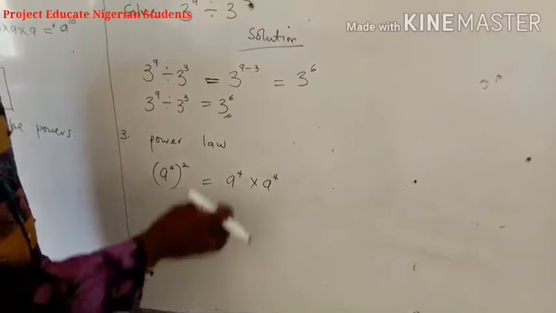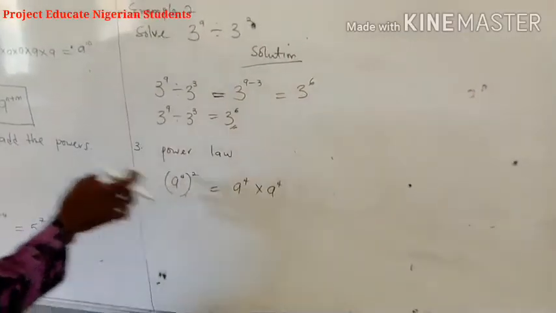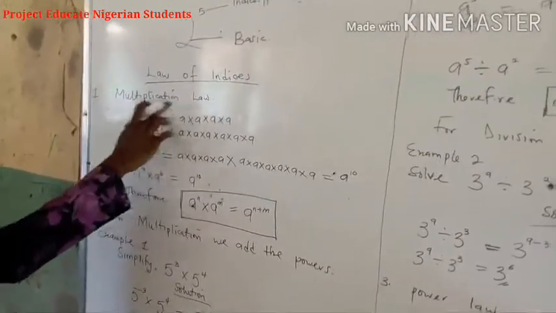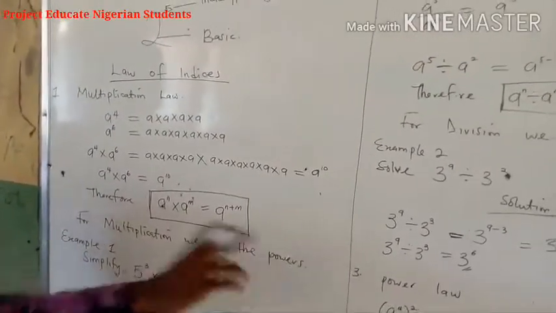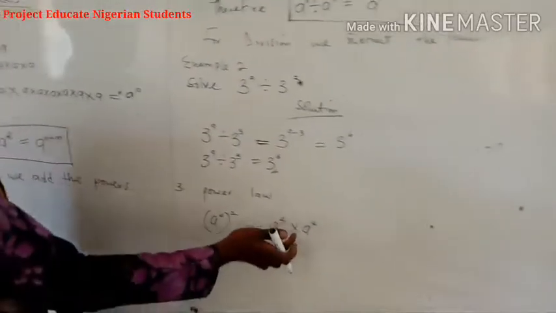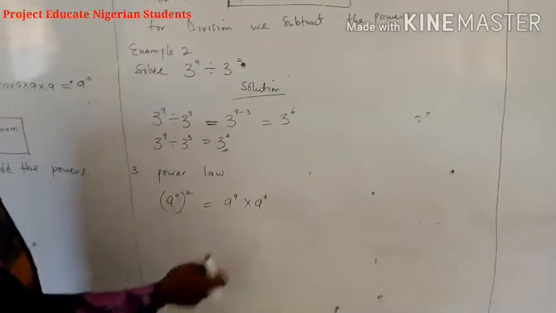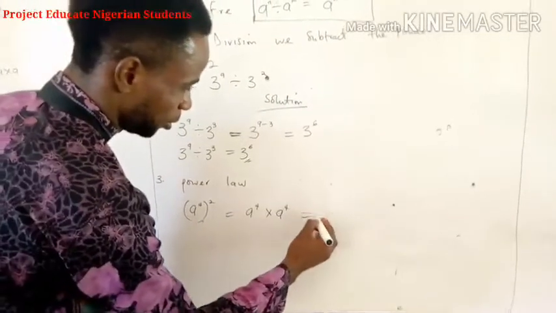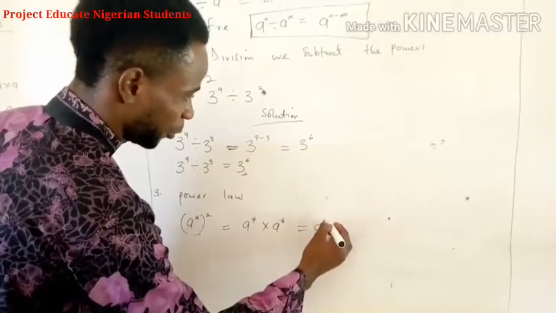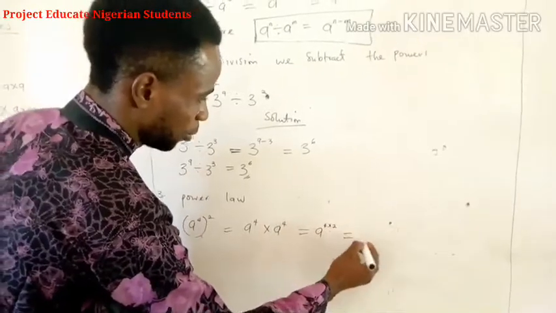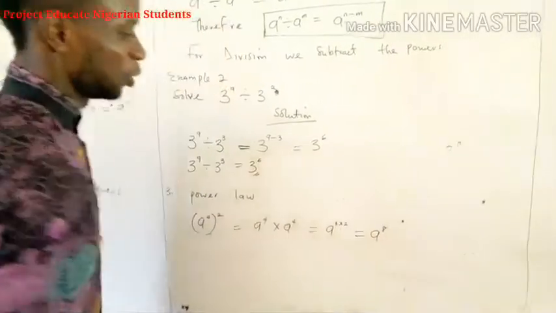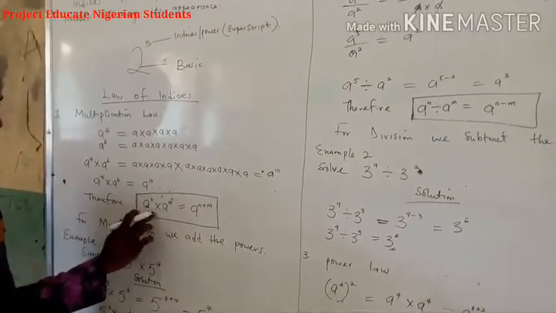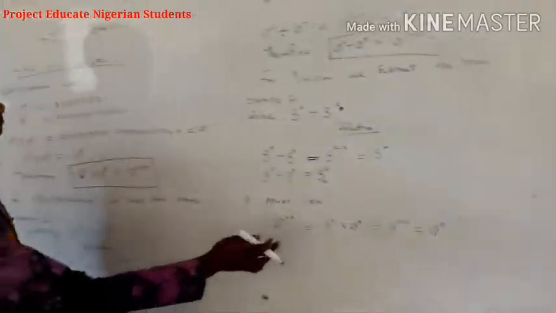Okay, so if you follow your first rule here, which is the multiplication rule, the power there will be 8, because this thing is multiplication, so we add the power here. But this is what we do under multiplication power law. You just say a raised to the power of 4 times 2, which is a raised to the power of 8. So if you follow your first law, you get the same thing.